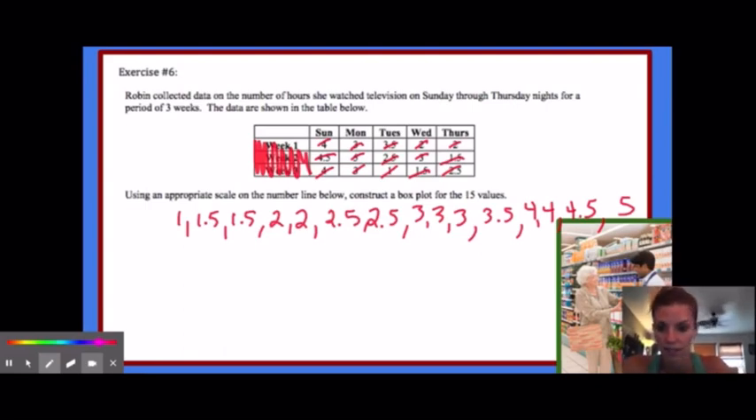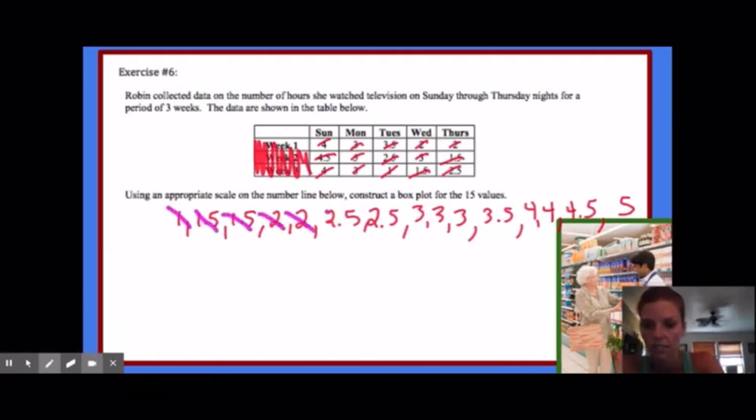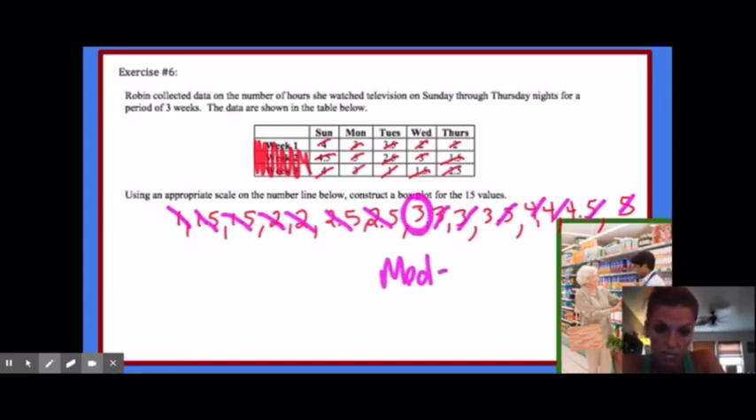So let's find the median. There's 15 numbers. So how many should you cross off from each side? 7. So 1, 2, 3, 4, 5, 6, 7 and 1, 2, 3, 4, 5, 6, 7. And there is your median. So your median is that particular 3. It's important which 3 as well.